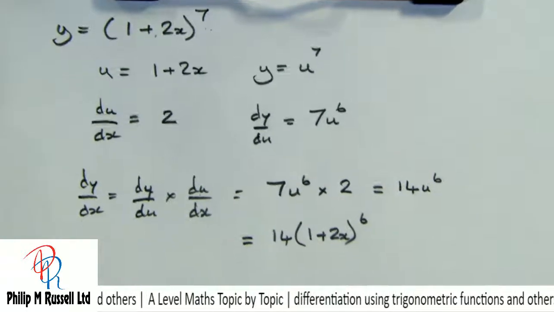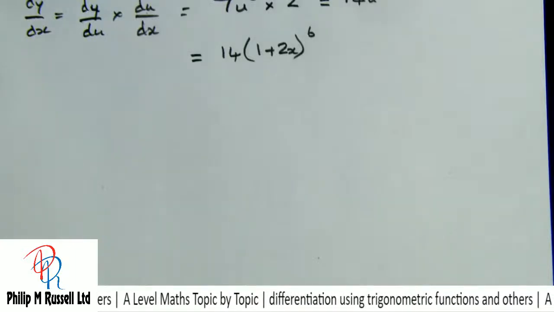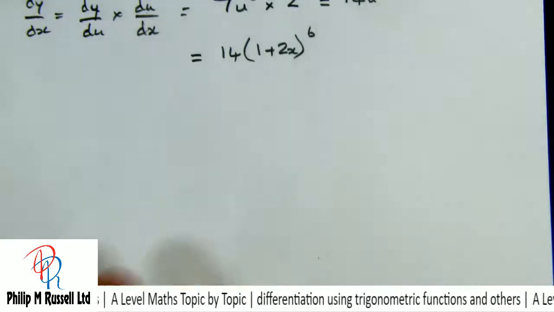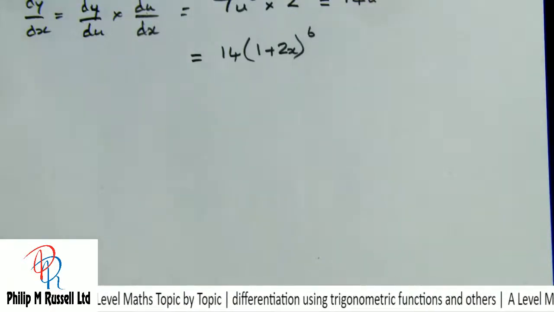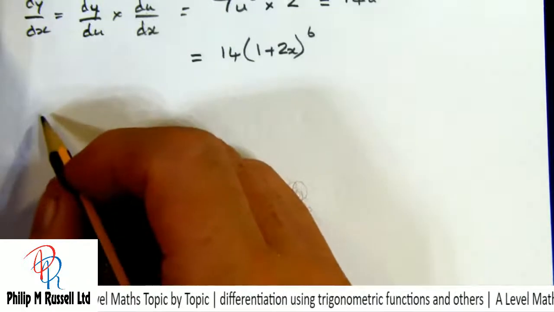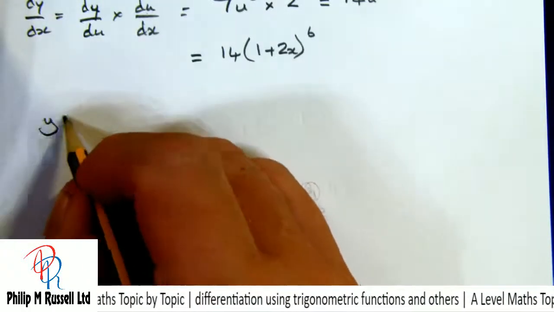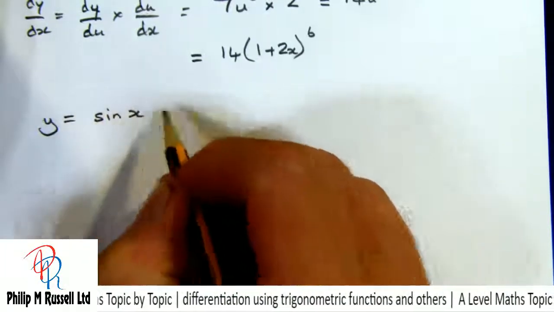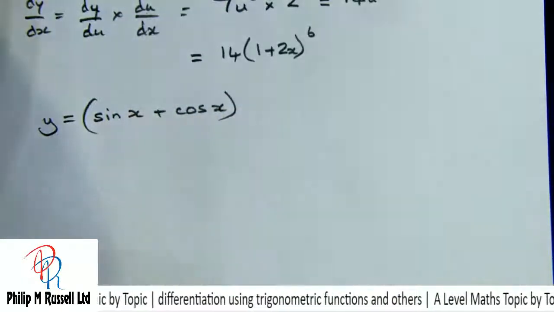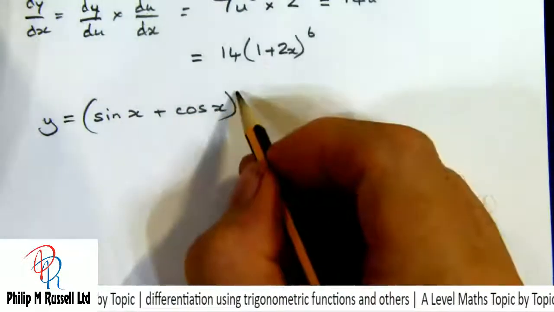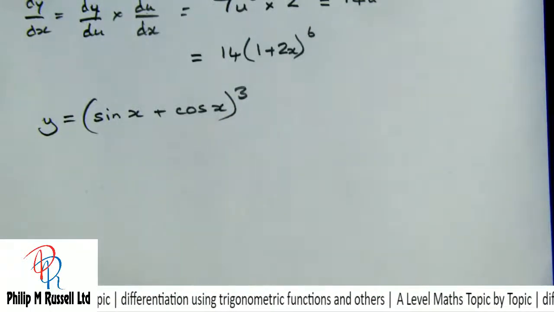Now, let's try one that looks perhaps a little nastier, and let's throw a sine and a cos in there, why not? So how about we get something like y equals (sine x plus cos x) to a power, I don't know, 3, and we'll see what we can do with this one.